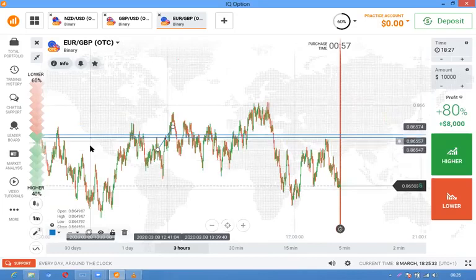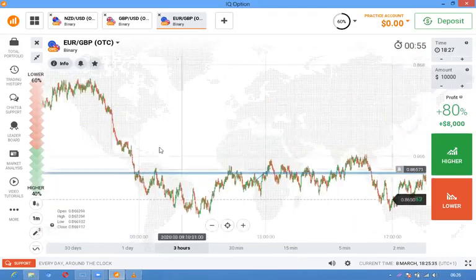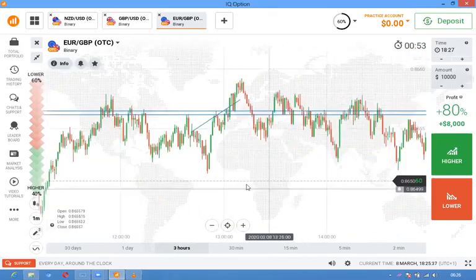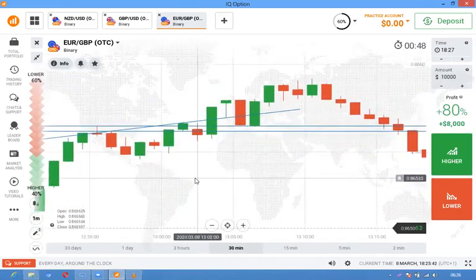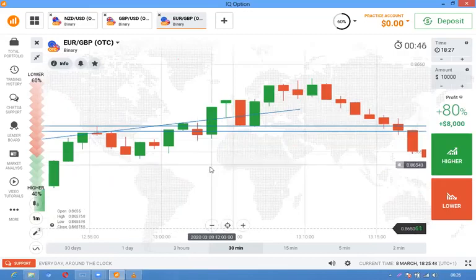Now look at it again. Where is the major trend? The major trend is down. These are the reasons why you should go with a put option on the next candle. Put option on the next candle.